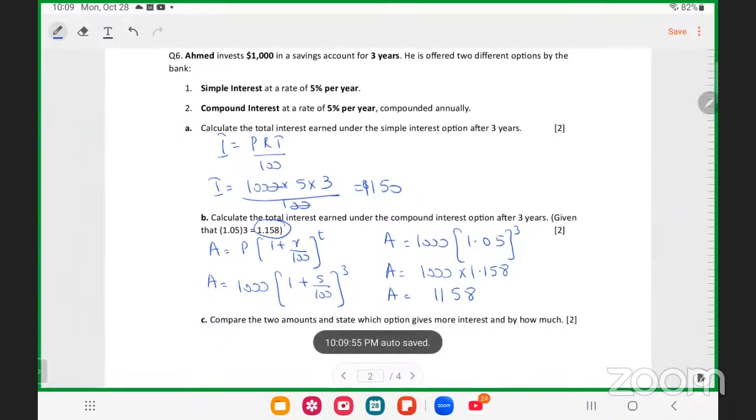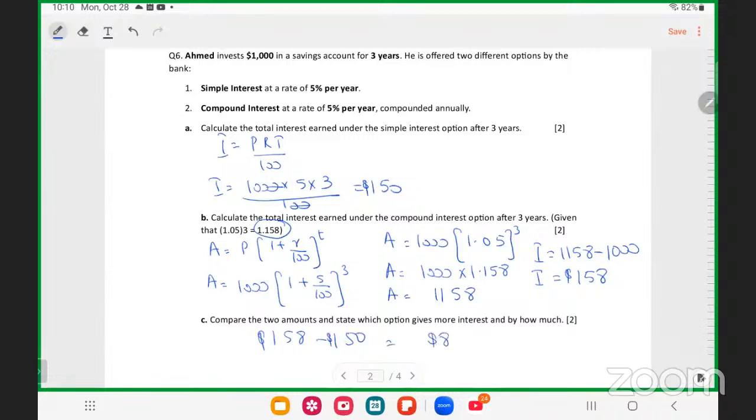Compare the two amounts and state which option gives more interest and by how much. So 1158 minus, this is the amount. So the interest is amount minus principal. That is 1000. So 158 is the interest. So now compare the two interest. One has interest of $158, the other has interest of $150. $8 is the difference. Compound interest is giving more interest naturally because compounding is taking place.